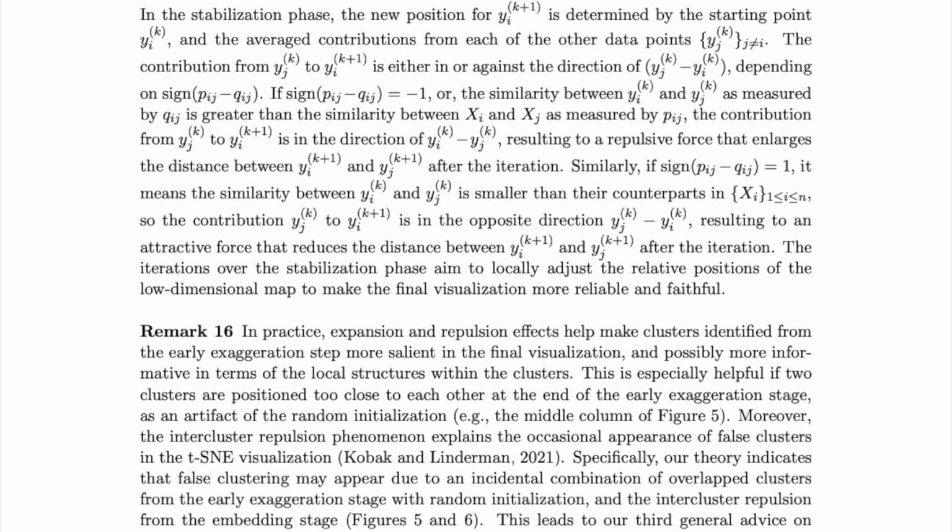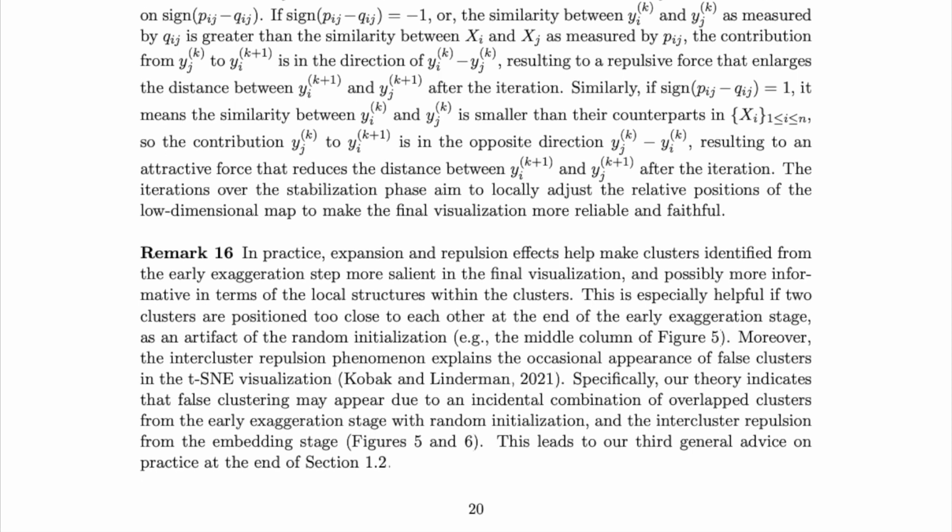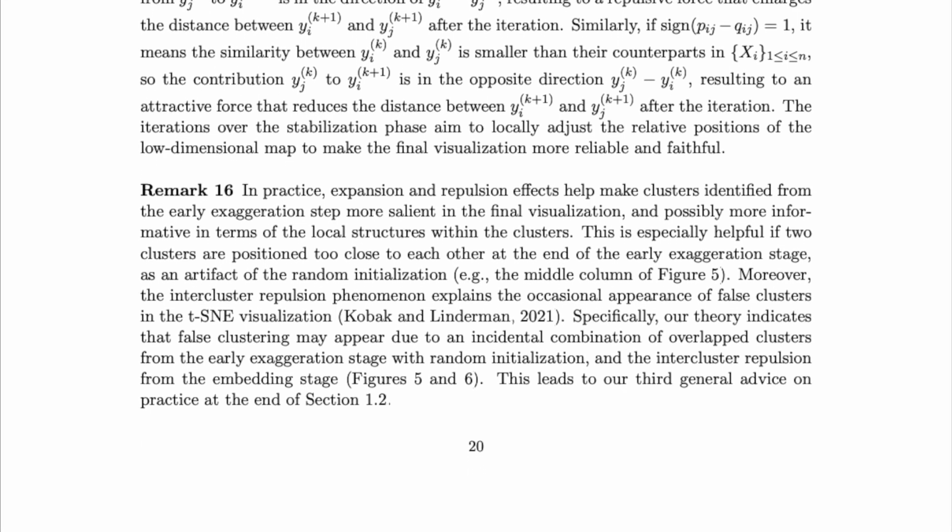Moreover, the intercluster repulsion phenomenon explains the occasional appearance of false clusters in the t-SNE visualization. Specifically, our theory indicates that false clustering may appear due to an incidental combination of overlapped clusters from the early exaggeration stage with random initialization and the intercluster repulsion from the embedding stage, Figures 5 and 6. This leads to our third general advice on practice at the end of Section 1.2.